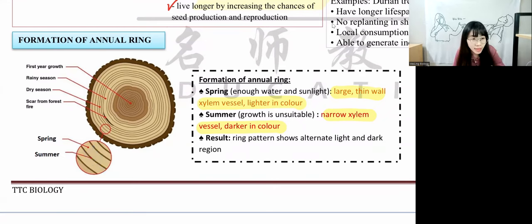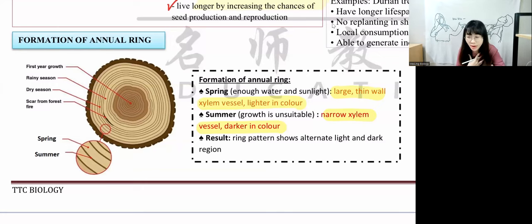In Malaysia, we don't have four seasons, but we also have annual rings because, as I mentioned, Malaysia is one of the countries that exports a lot of wood. Sabah and Sarawak are among the states that have a lot of wood, and it's very expensive, guys. So in Malaysia it is based on the raining season and dry season. We will have annual rings. Every year, we have one ring formation. This is how an annual ring is being formed. But of course, we have to follow the textbook.